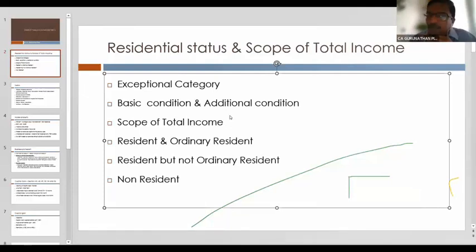So which are the 3 people who belong to the exceptional category? A citizen of India who leaves India for employment outside India during the previous year. A citizen of India who is a crew member of an Indian ship. A citizen of India or a person of Indian origin who comes to India for a visit during the previous year. So if you belong to any one of these exceptional categories, you will be a resident of India only when you satisfy basic condition A. There is no need to look at condition B.